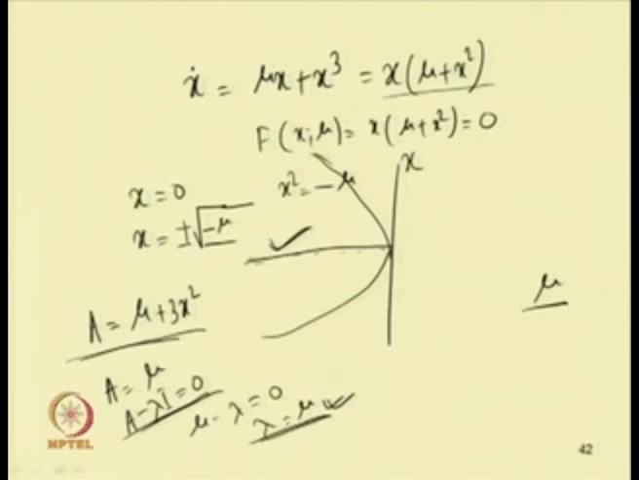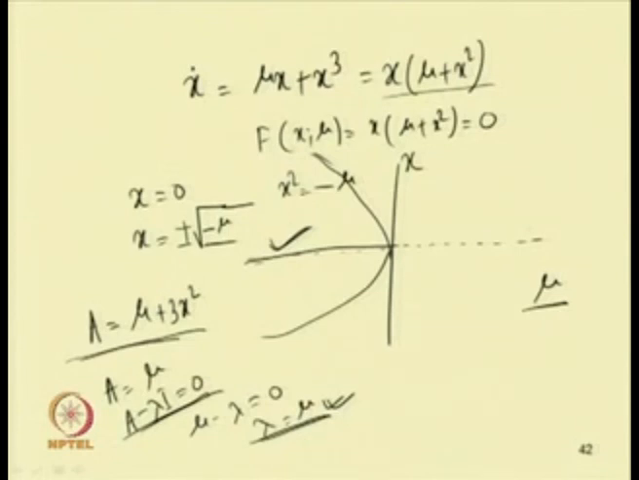For positive values of mu, we have a positive eigenvalue, and a positive eigenvalue is unstable. So we have an unstable solution. This side is the unstable trivial state, and this is the stable trivial state.